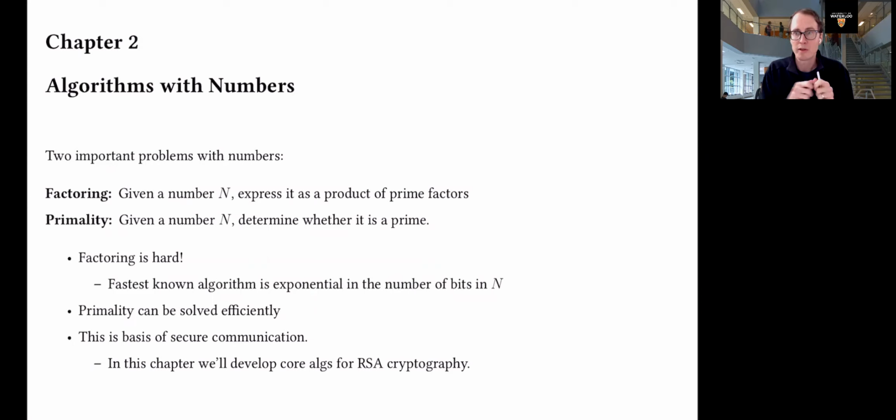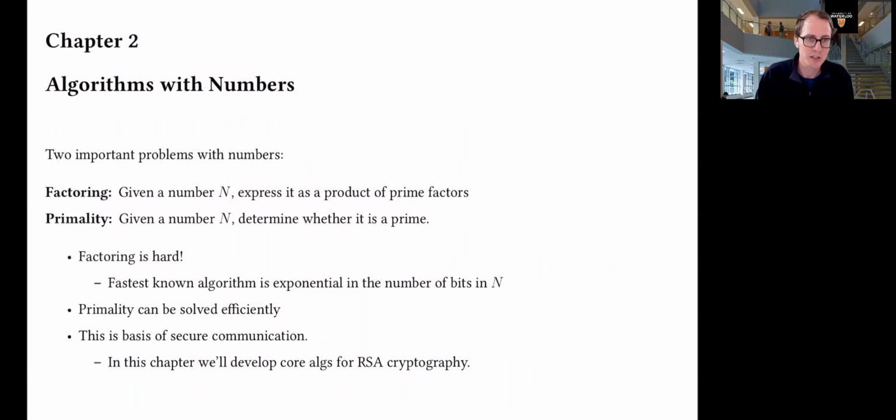Typically we're going to be dealing with large binary numbers and performing operations like addition, multiplication, then exponentiation and some other operations. The motivation is that there are two important problems that occur frequently with numbers. The first one is factoring: given a number n, express it as a product of prime factors. If the number is prime, then its only factors are 1 and the number itself. If it's a composite number, then it has other factors. And then primality: given a number n, determine whether it is prime.